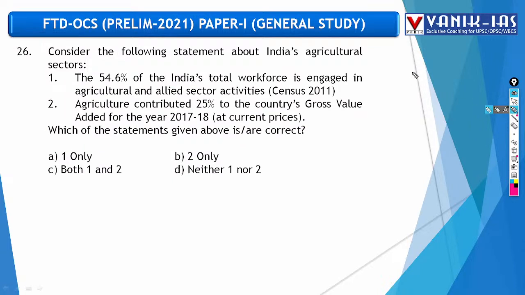Consider the following statements about the Indian agriculture sector. 54.6% of India's total workforce is engaged in agriculture and allied sectors according to Census 2011. Yes, this is right. Around 70% are indirectly engaged in agriculture and allied sectors. Allied sector means, for example, the dairy sector, the food processing sector, or the livestock sector. Agriculture contributed 25% to gross value added, GVA, for the year 2017-18.